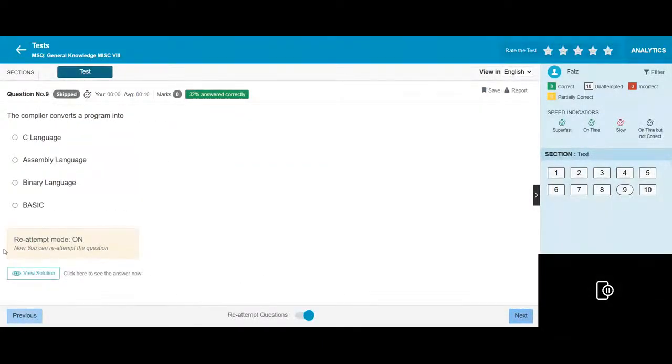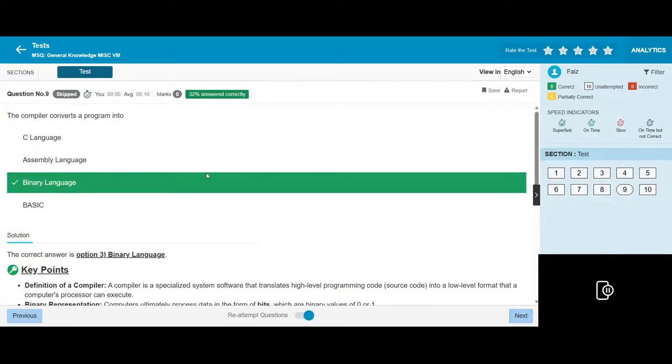The compiler converts a program into assembly or binary language.